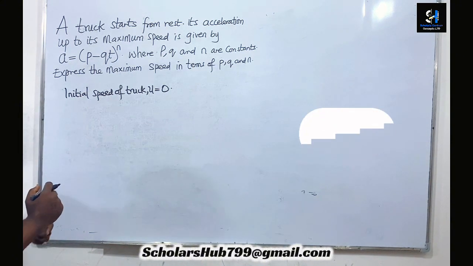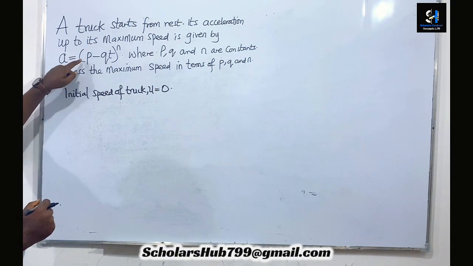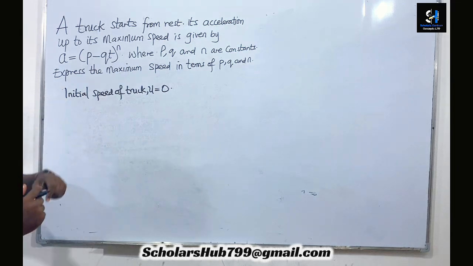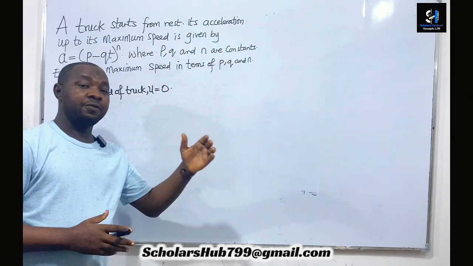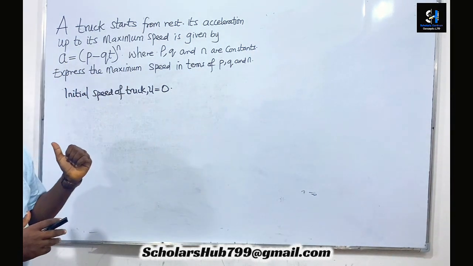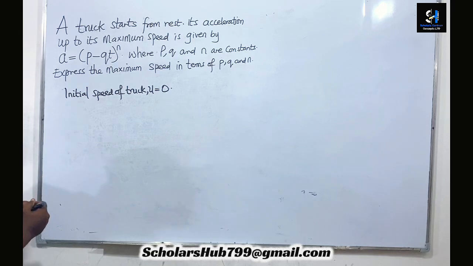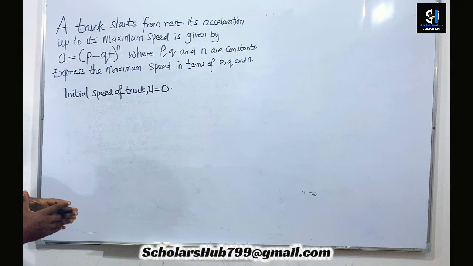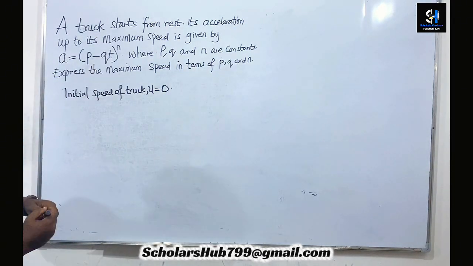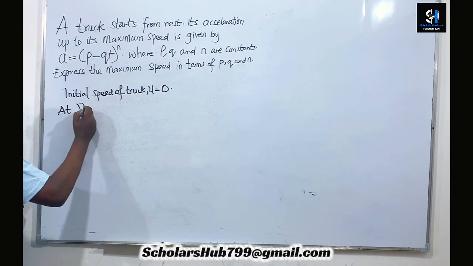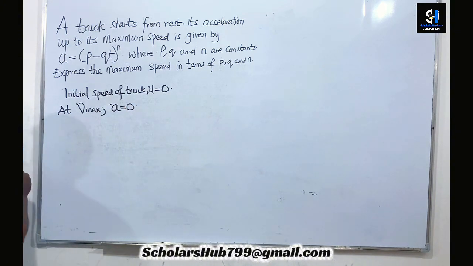Now its acceleration up to its maximum speed is given by a equals (P minus Qt) raised to the nth power. So what I need to do first is find the time duration from rest up to the maximum speed of the truck. To calculate the time, I need to consider that when the truck reaches its maximum speed, the acceleration will be equal to 0.